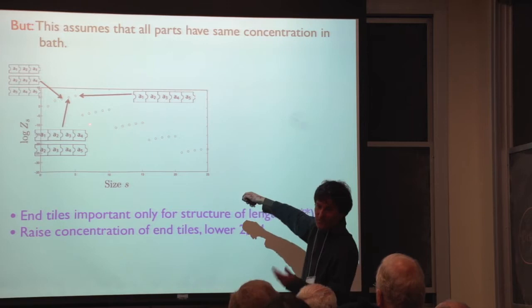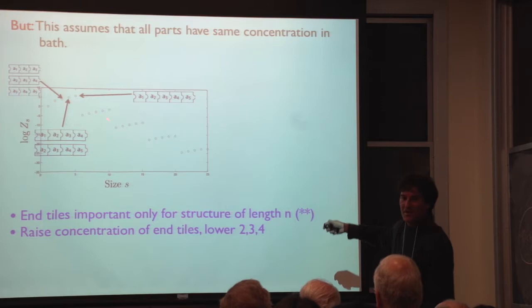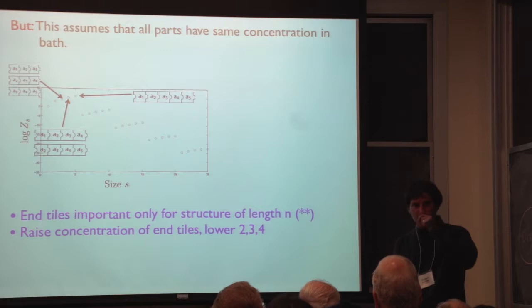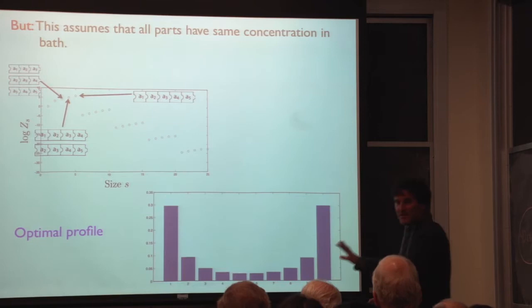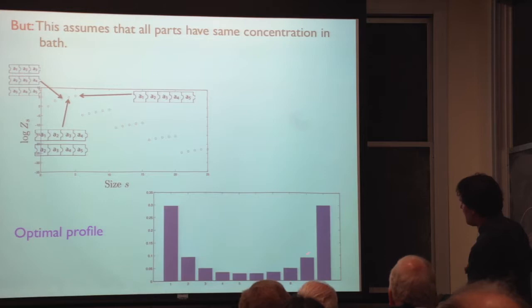And the point is that if you look at this, you'll notice that A1 and A5, which are at the ends, only occur in correct structures. So you might imagine that if you increase the concentration of those relative to the others, you would favor the formation of the thing that you want. And indeed, if you solve this problem and optimize, this is actually chemical potential, not concentration. This is for length 10, not length 5, but this is the optimal profile. Basically what you do is you make the concentrations at the ends bigger than at the middle.